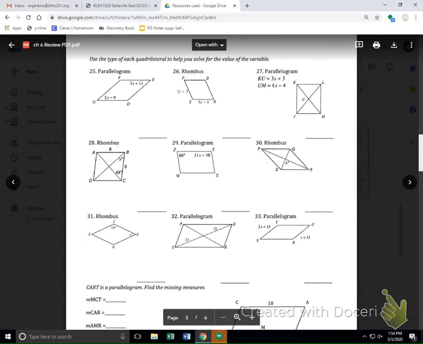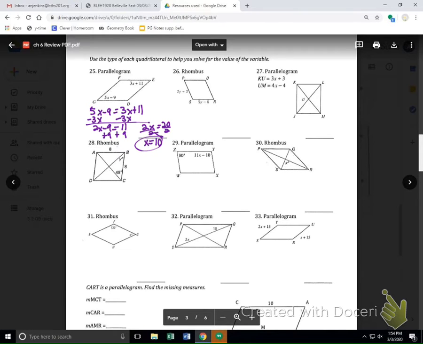Okay, this is a parallelogram, and you see a pair of opposite angles. In a parallelogram, opposite angles are what? Congruent. So we have 5x minus 9 equals 3x plus 11. We got to combine like terms. I'm going to subtract my 3x. I end up with 2x minus 9 equals 11. I'm going to add 9 to both sides. I end up with 2x equals 20. Divide by 2. X equals 10. I'll take that as a win.